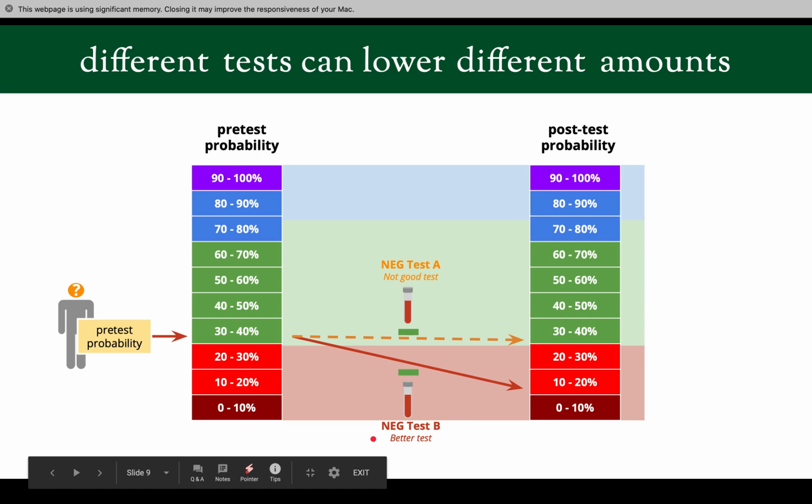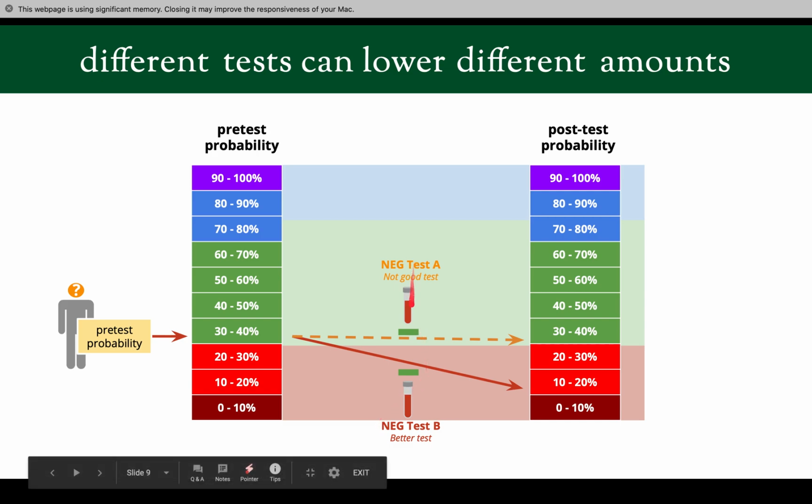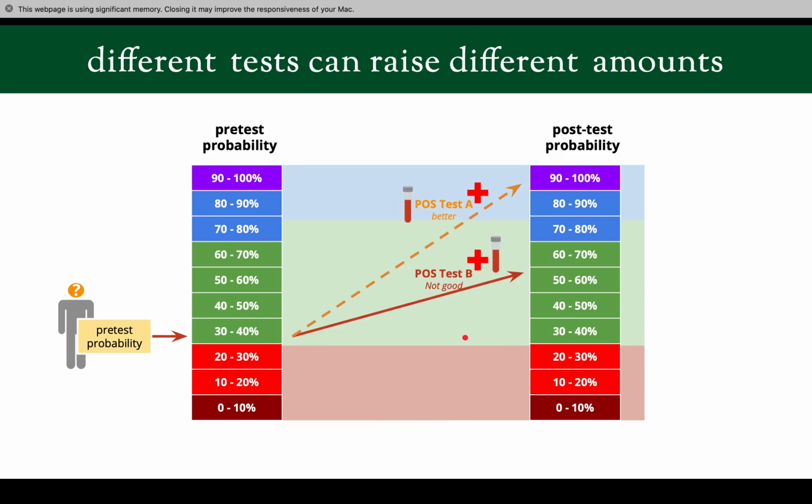And how much does it do it? It's different for different tests, right? So here we have two tests, test A and test B. Test B lowers the probability when it's negative a lot more than A. Test A doesn't do such a hot job there. Now we can look at when a test is positive. Here, test A does much better. When it's positive, it raises the probability much higher than test B raises the probability from our initial starting point, which is our pretest probability.